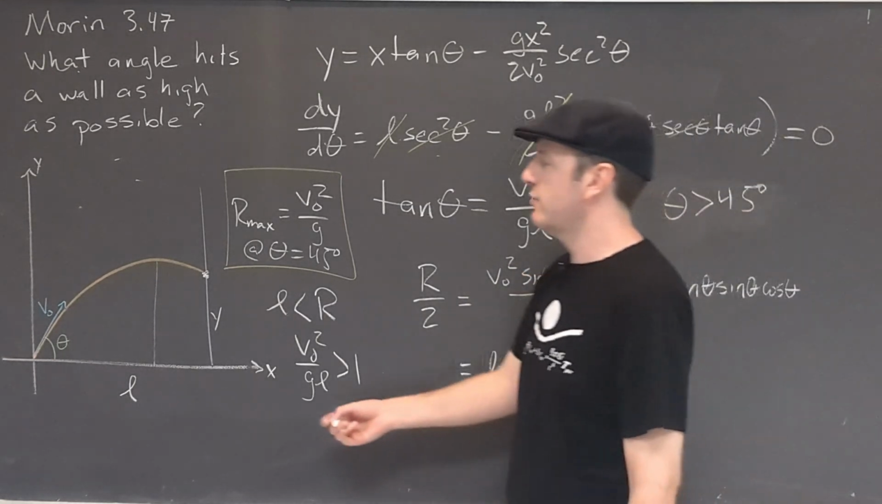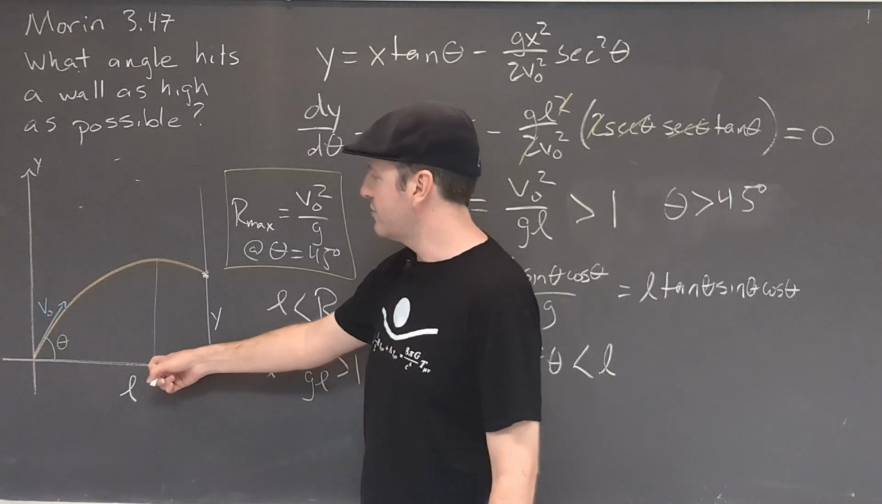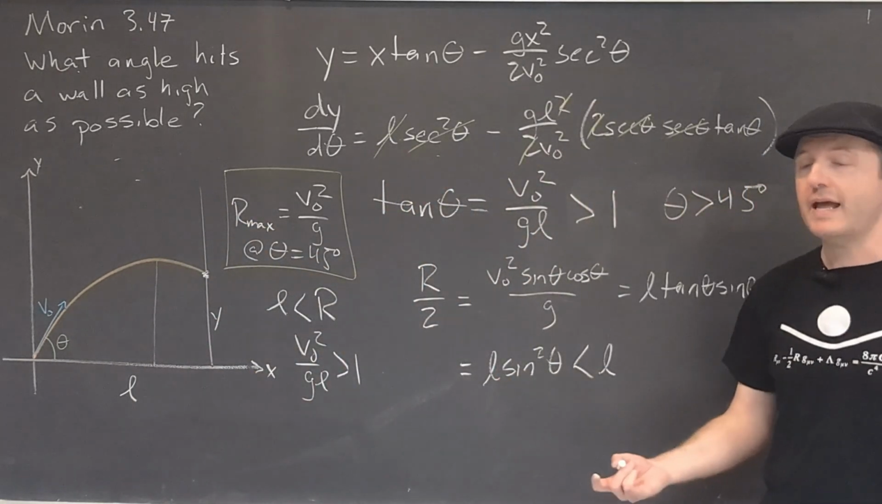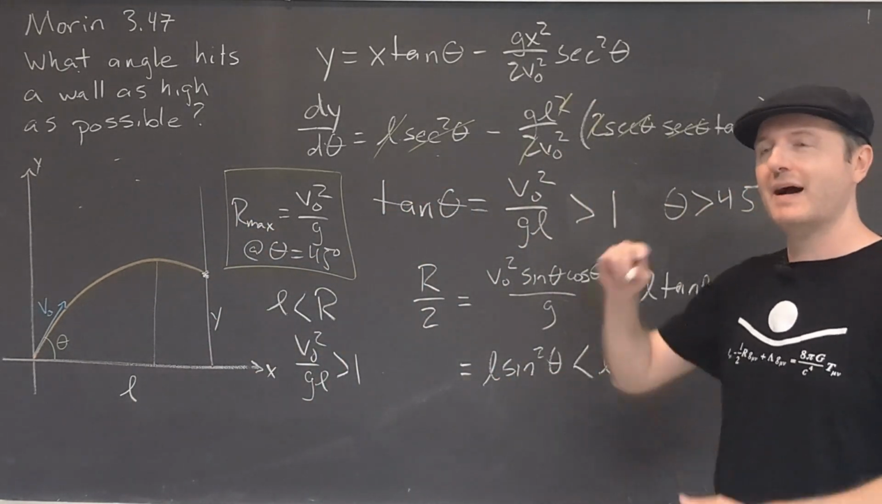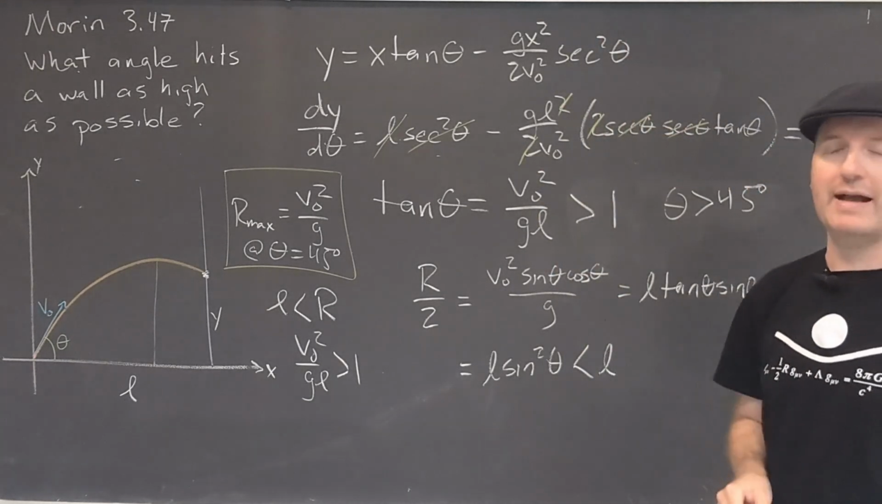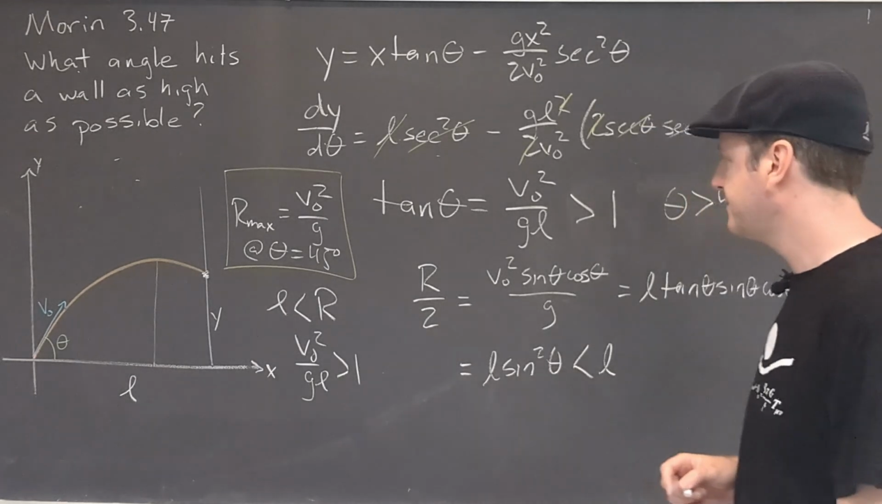Seems a little strange. It seems like, well, isn't there some way we could choose so that the wall is right on that maximal height? You can, but then it turns out you could do better by aiming it up a little more and hitting it after a different max height. So that's kind of interesting.